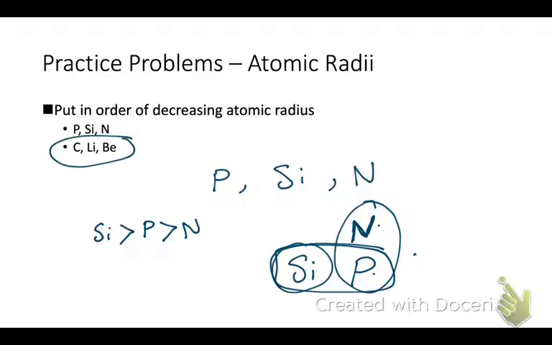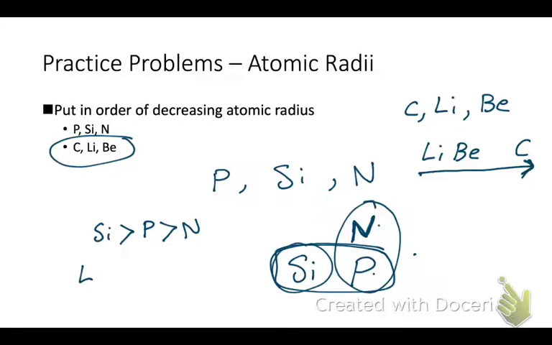Now let's look at these: carbon, lithium, and beryllium. On the periodic table, we have lithium, then beryllium, and then on one side here, boron, and after boron, carbon. So we know that they are all at the same n level, and size decreases going this direction. So what does that mean to you? That lithium is larger than beryllium and larger than carbon.